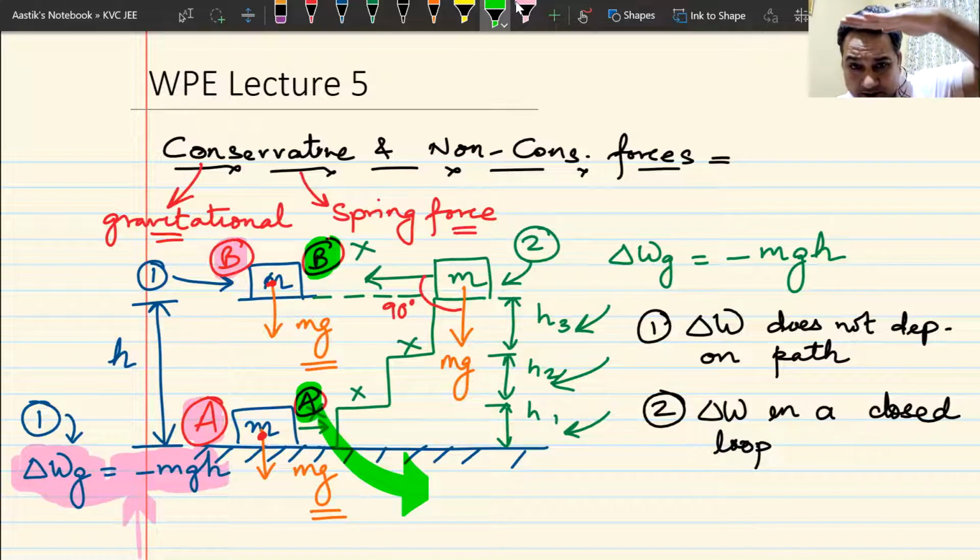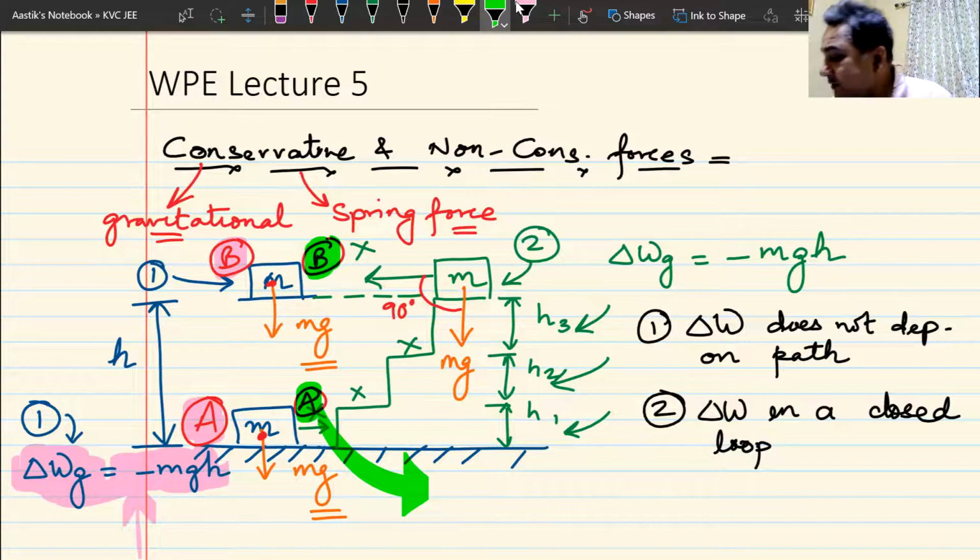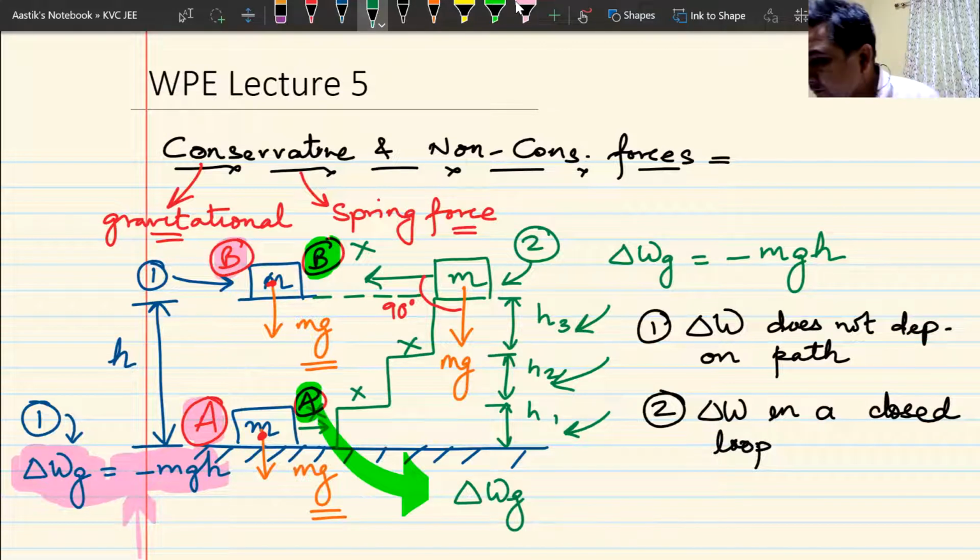When I move from a higher point to a lower point, what will be the work done by gravity? Tell me. What will be the work done by gravity in this green path? No one answers. It's so sad.